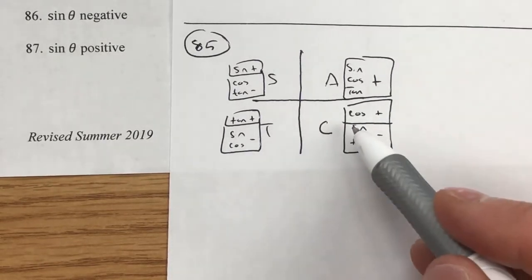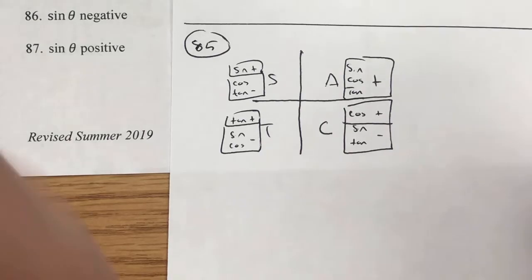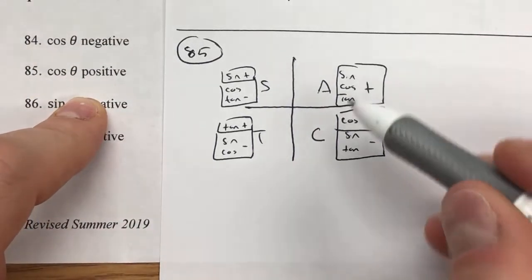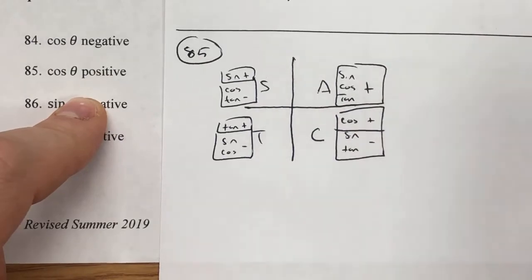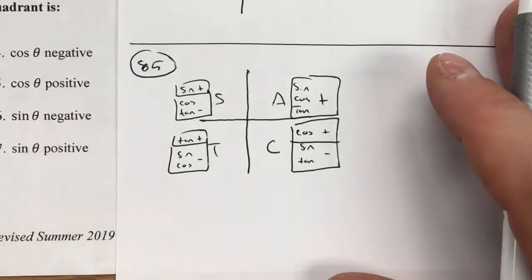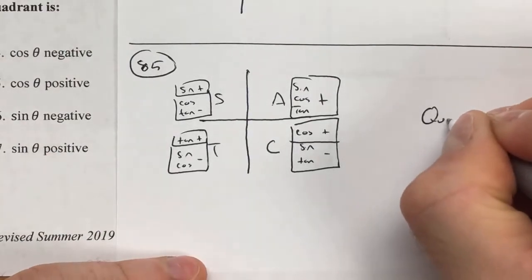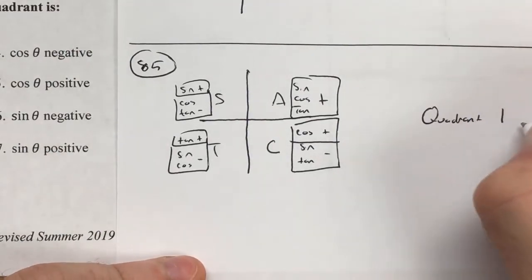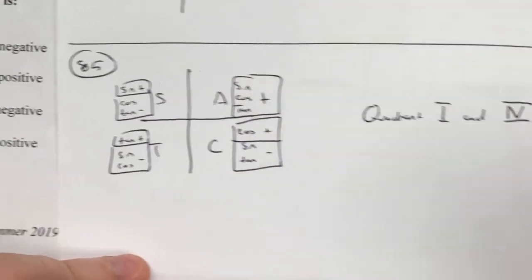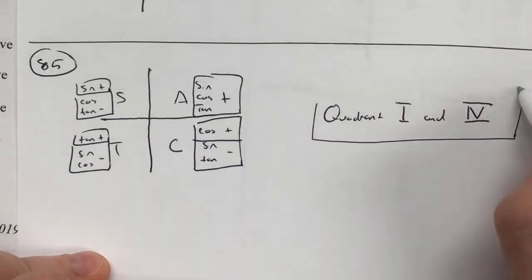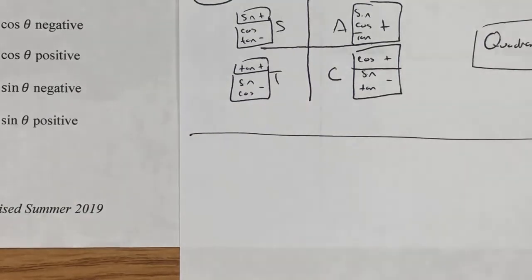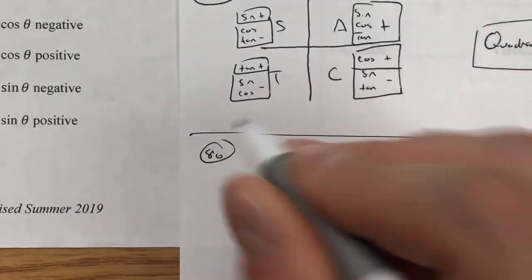Cool, so it's a different way of reading it. All Students Take Calculus in quadrant 1, 2, 3, 4. So if I'm asking myself, when is the cosine of theta positive? The cosine is positive here and here, which is exactly what we saw here and here. So quadrant 1 and 4. Okay, that was 85. Let's take a look at 86.